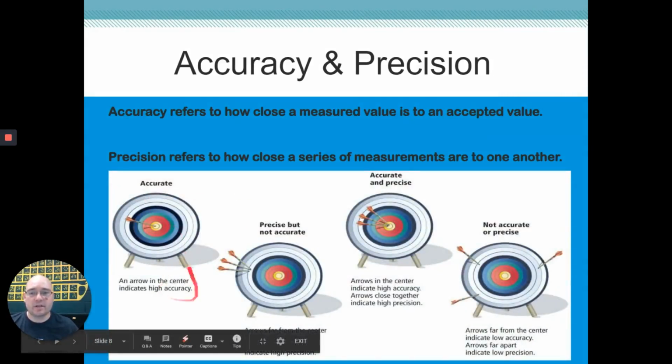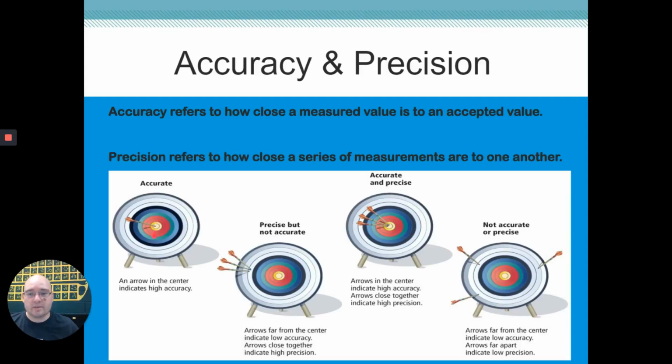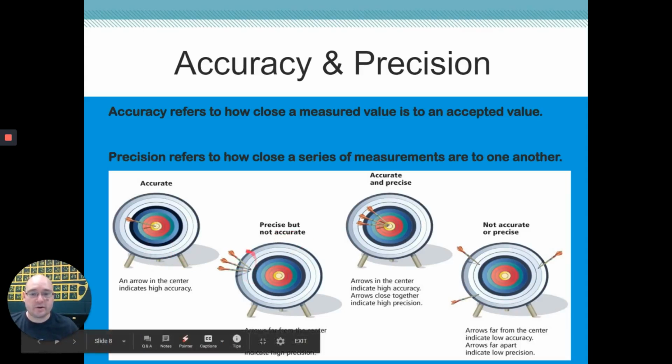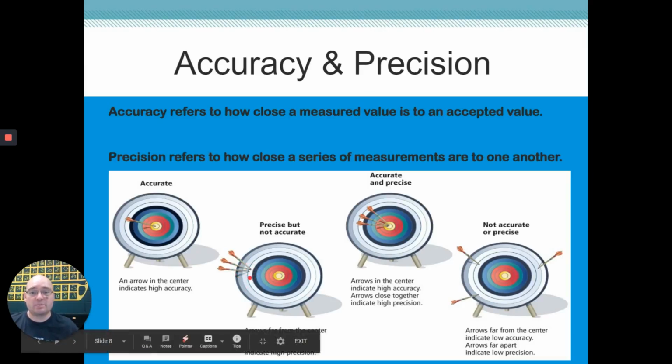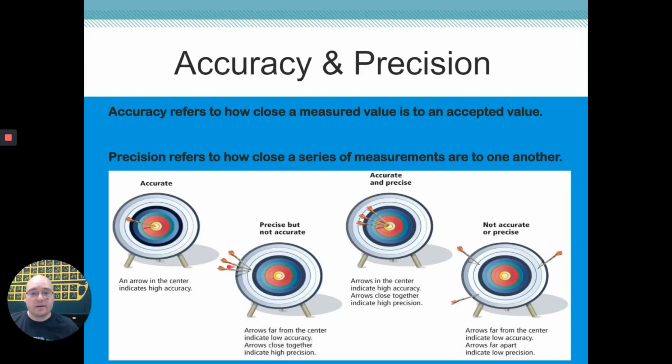So if you think of it like a target, this arrow is accurate. It's right dead center in the bullseye, but there's only one of them, so it's just accurate. Precise but not accurate: these three are all grouped together, so they're very precise. So you did the same thing multiple times, but you're not very accurate. This is actually pretty good for science because if you're getting all of your data all in the same place, even if it's not accurate, all of your data is in the same place. So your experiment may be good, you just may have bad measurement error or bad measuring tools.